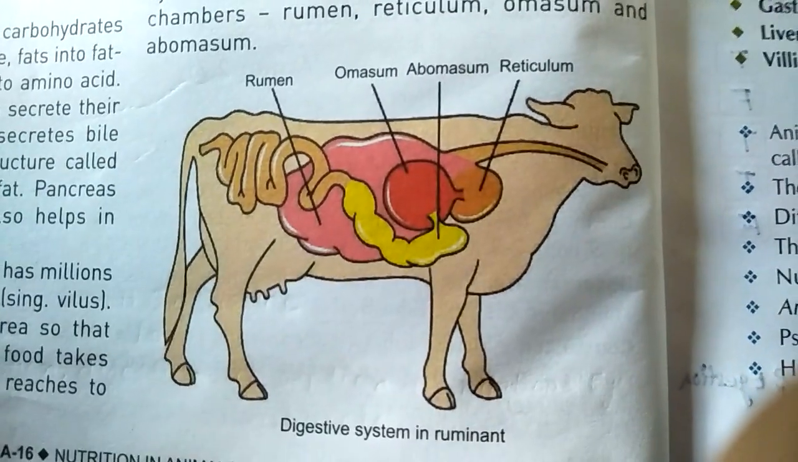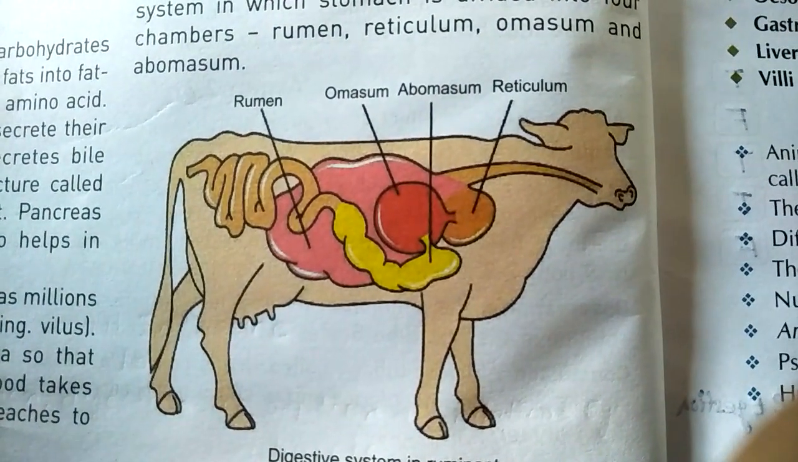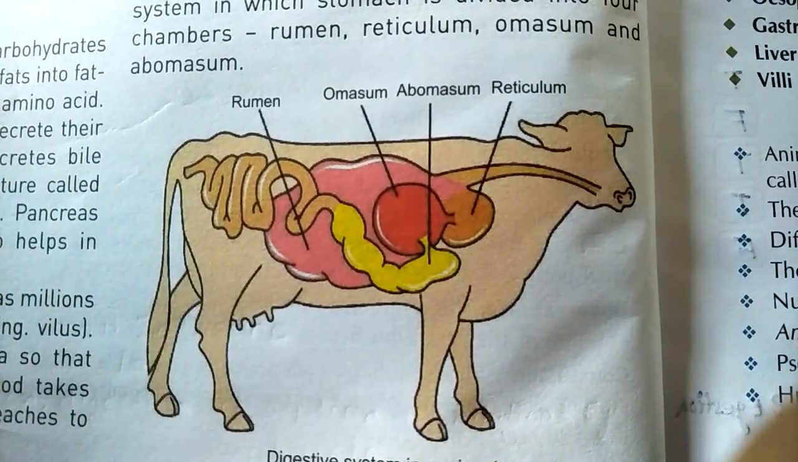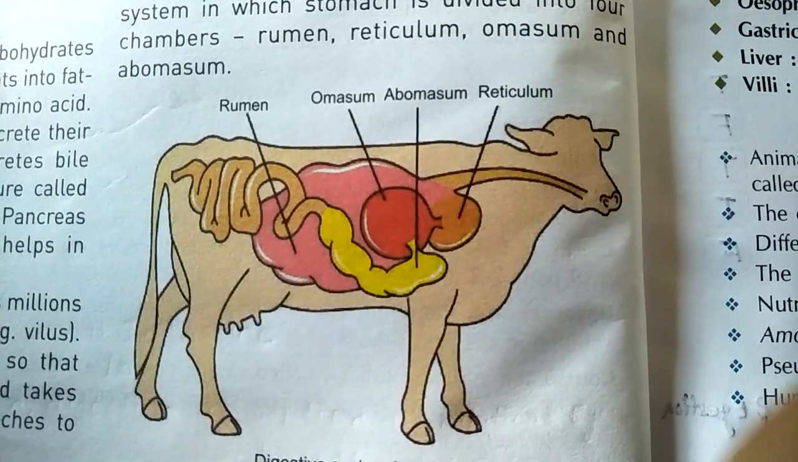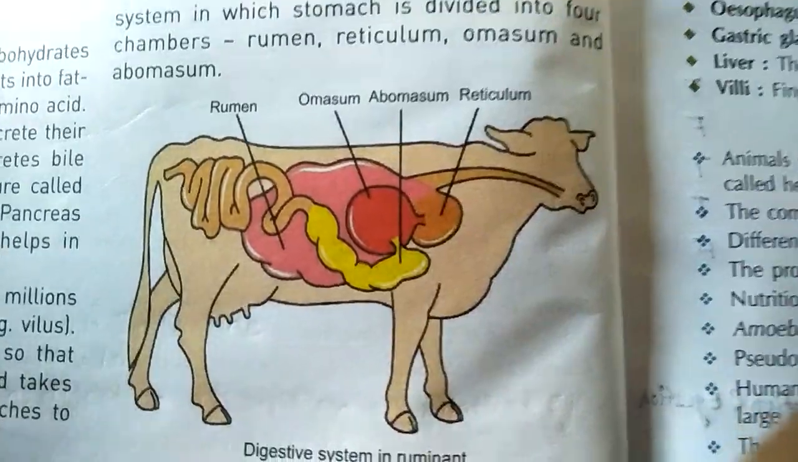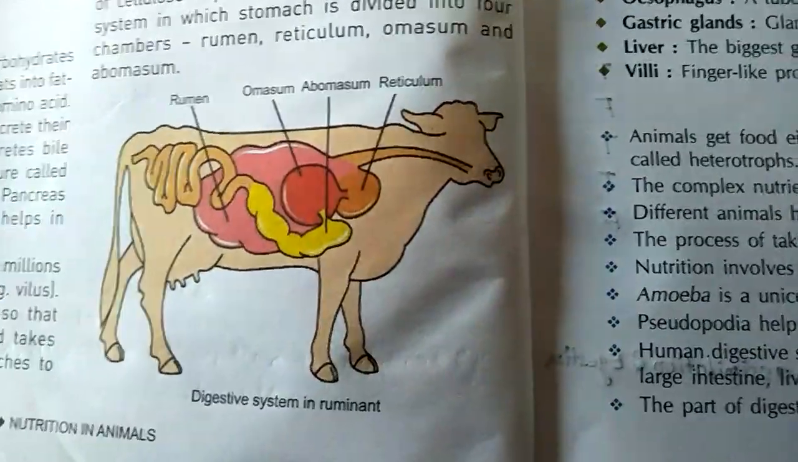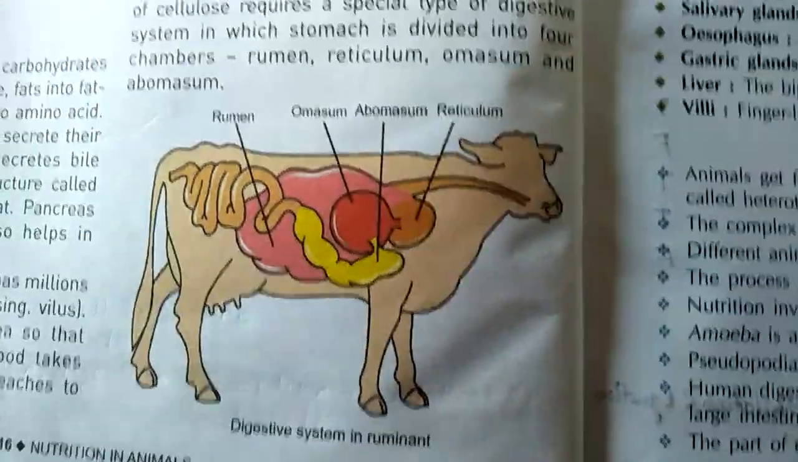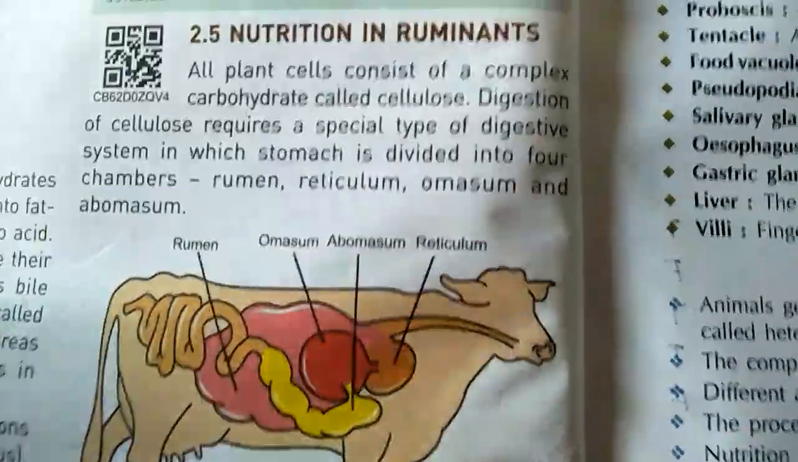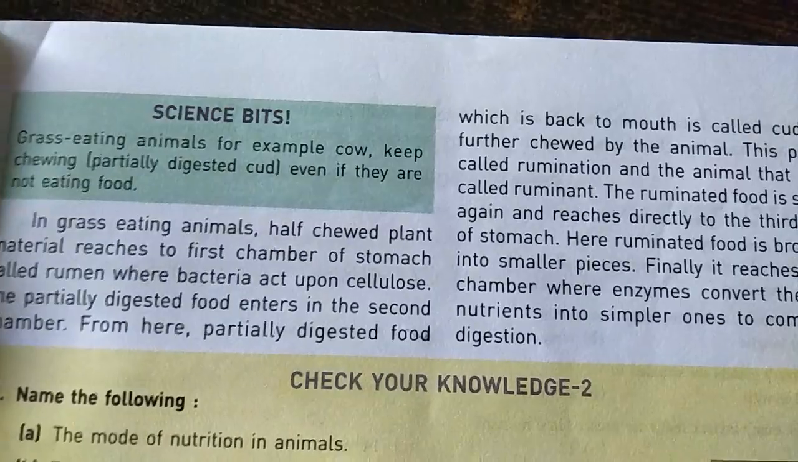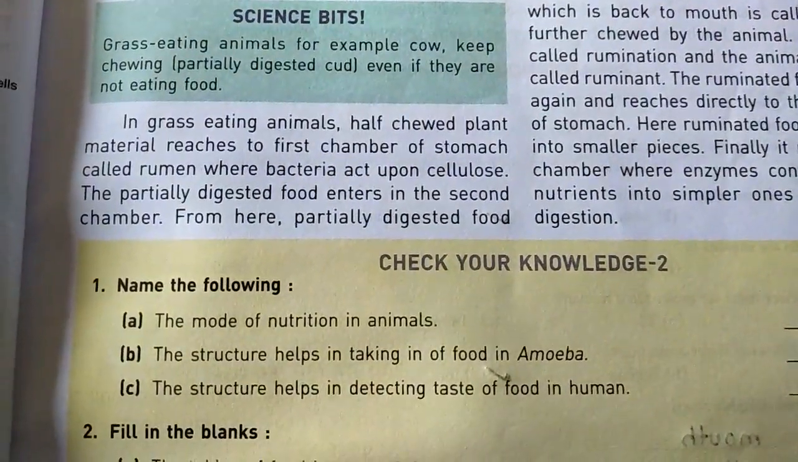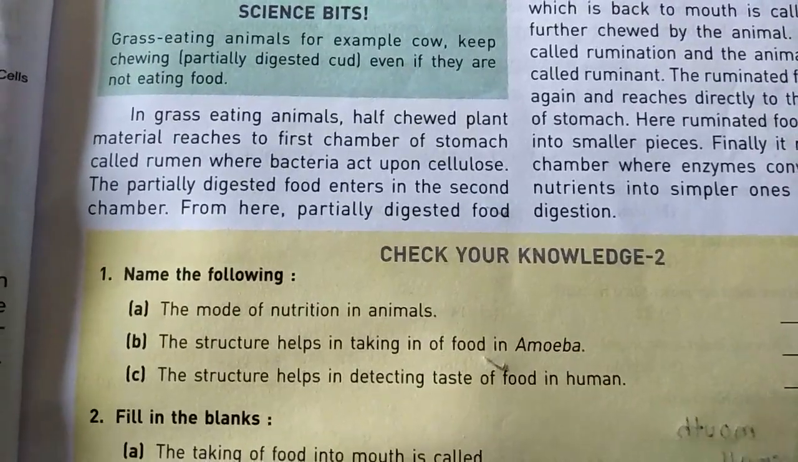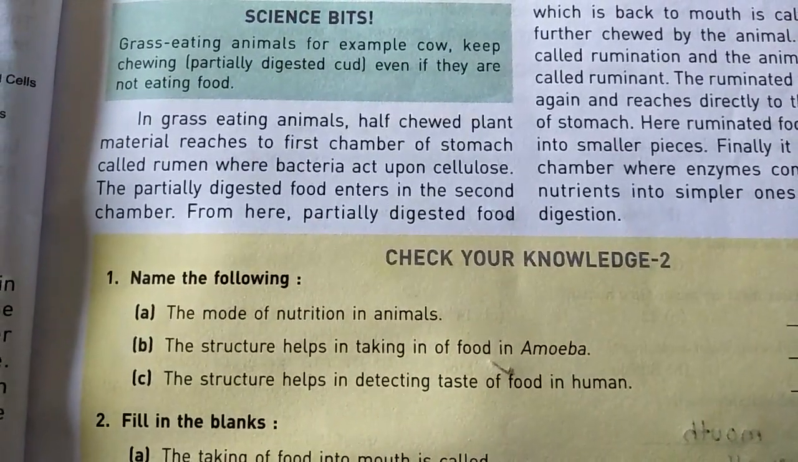Here in this diagram, you can easily see the reticulum, omasum, abomasum, and rumen. Now we have to see how the food goes inside, and from where it comes back to their mouth. In grass-eating animals, half-chewed plant matter reaches the first chamber of the stomach. First the food goes to the first chamber of the stomach.